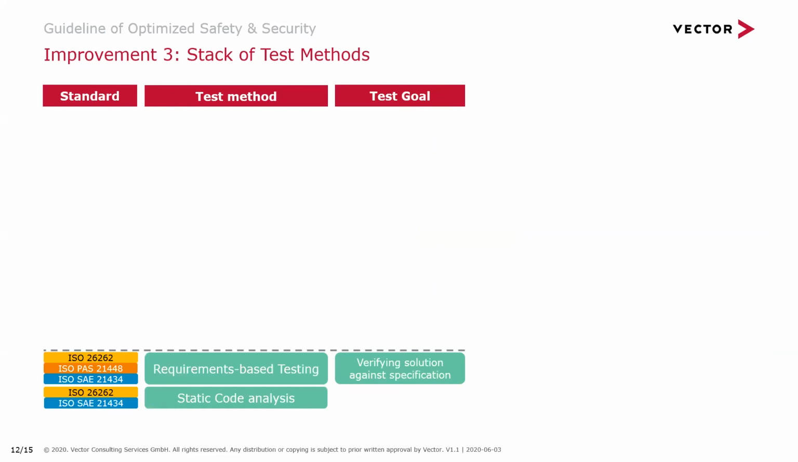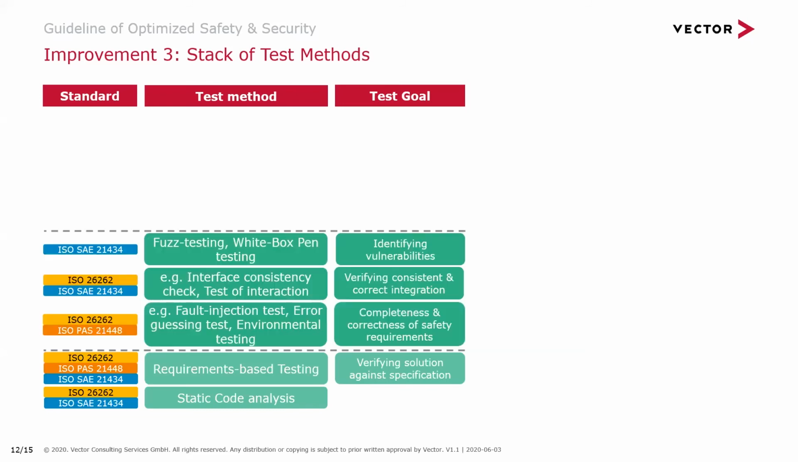So the last one of our improvements is in the testing area. There we have a stack of testing methods. It starts on the very low level with static code analysis, but the foundation of testing is always requirements-based testing to find out if my solution can be verified against the requirements. That is true for all the standards. They all have requirements-based testing in. That's the first level.